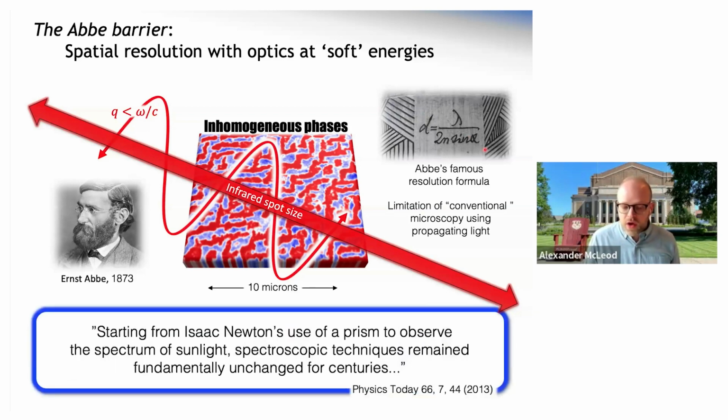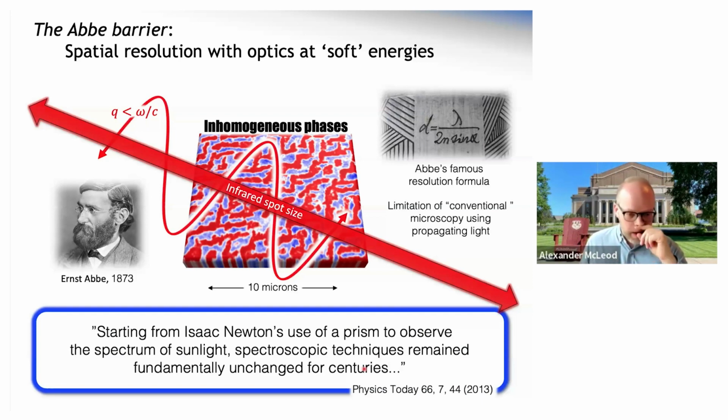And I love this quotation from Physics Today in the same year that the Nobel Prize in Chemistry was awarded for the development of super resolution imaging techniques in biology. And the reflection went as this: it's a true statement. Starting from Isaac Newton's use of a prism to look at the spectrum of sunlight, our optical and spectroscopic techniques have truly remained fundamentally unchanged for centuries. That is, until the advent of super resolution imaging.